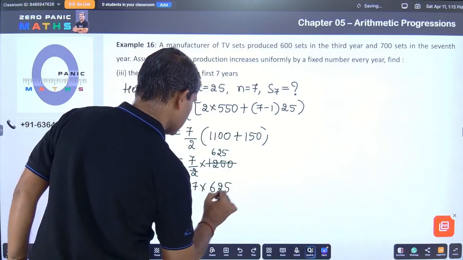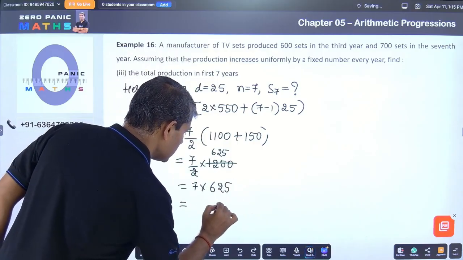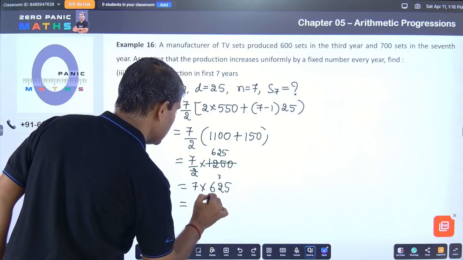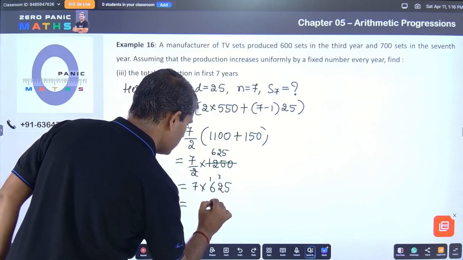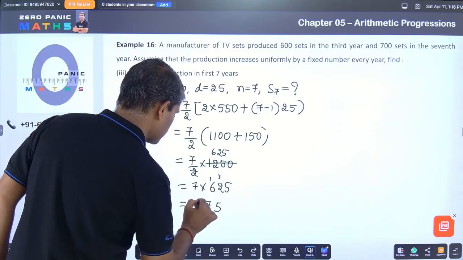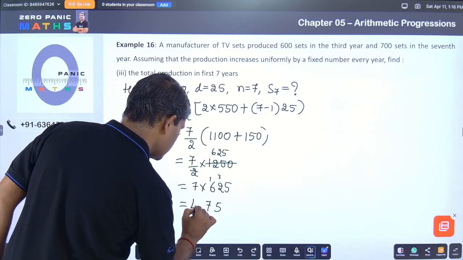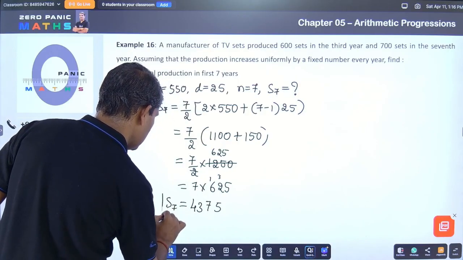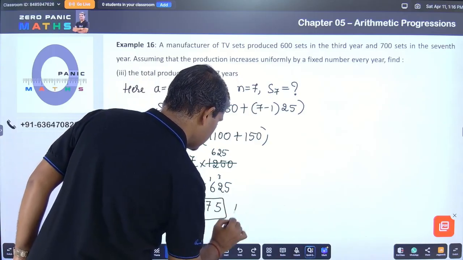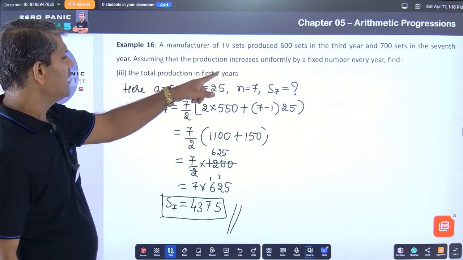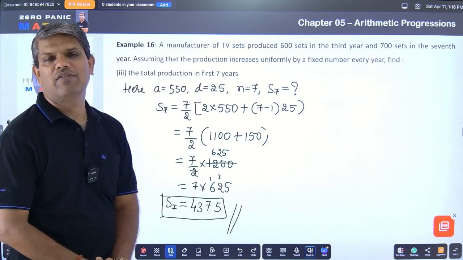625. 7 fives are 35. Let me write that. 7 fives are 35. 7 twos are 14, plus 3 is 17. And 7 sixes are 42, and 1 is 43. So what is S7? The total production in the first 7 years is 4375.